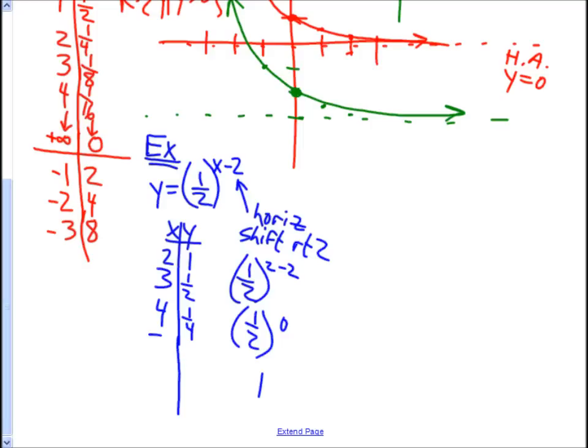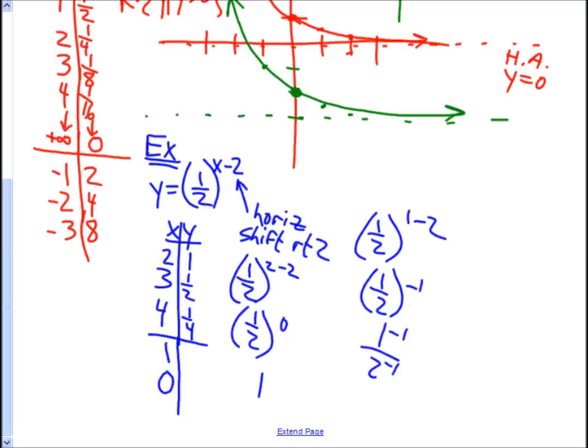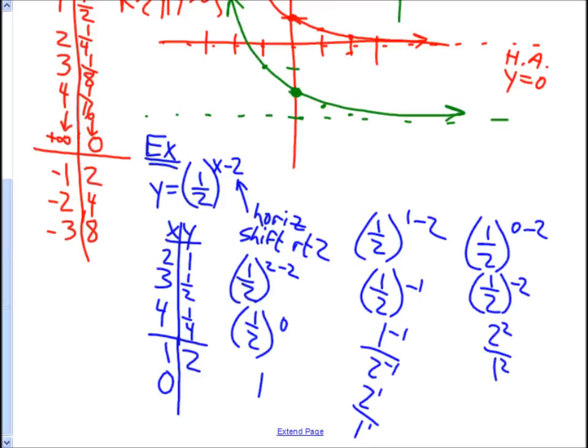Let's go to the left of 2 now. So I want to pick an x value of 1, maybe an x value of 0, and so on. So 1/2 to the 1 minus 2 is 1/2 to the negative 1, or 1 to the negative 1 over 2 to the negative 1, which is 2 to the 1 over 1 to the 1. So 2. Let's plug in 0. 1/2 to the 0 minus 2 is 1/2 to the negative 2. That's 2 squared over 1 squared, or 4.